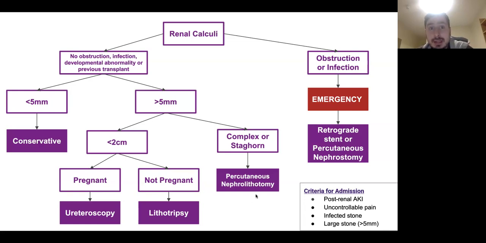So when would you want to admit for renal stones? If they have a post-renal AKI, you'd be able to tell that with the U&Es. If they have uncontrollable pain, so that's not responding to analgesia, if they're infected, or if they have a large stone.